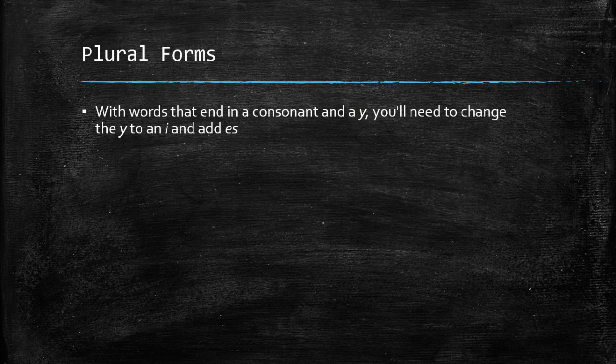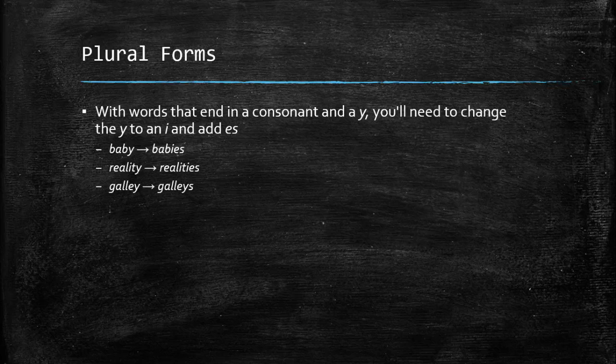With words that end in a consonant and a Y, you'll need to change the Y to an I and add ES. Baby becomes babies. Reality becomes realities. Galley becomes galleys. Notice that galley does not end in a consonant and a Y. It's a vowel and a Y. It's EY. And so it just takes the S. You don't change the Y to an I. You just keep the Y there.